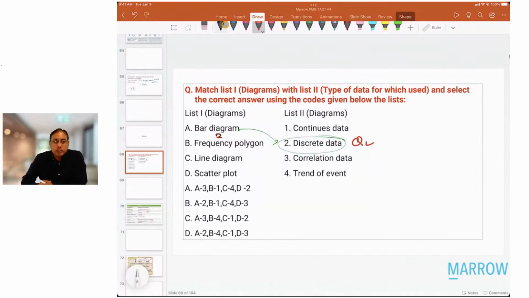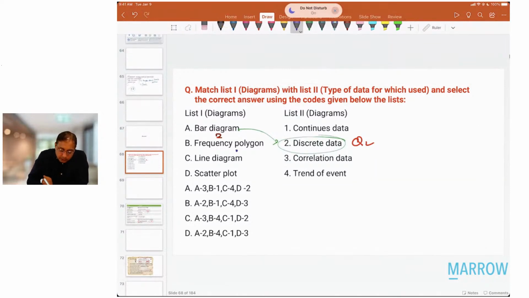Next coming over is frequency polygon. Please remember that frequency polygon is for continuous data. Just now we did it. What do you mean by frequency polygon? Frequency polygon is formed by joining the midpoints of a histogram. So frequency polygon is continuous.